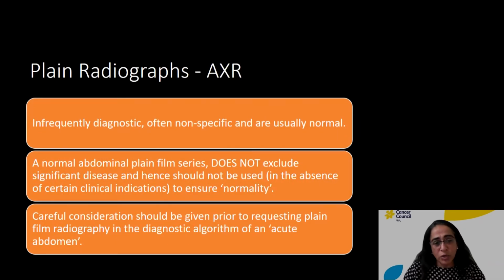On the other hand, abdominal radiographs is a different story. They are infrequently diagnostic, they're often non-specific and usually normal. And you can't use a normal abdominal radiograph to exclude significant disease, and so we shouldn't be using abdominal radiographs to ensure normality. So before requesting an abdominal radiograph for anyone with abdominal pain, one should carefully consider where it fits into the diagnostic algorithm for acute abdomen.